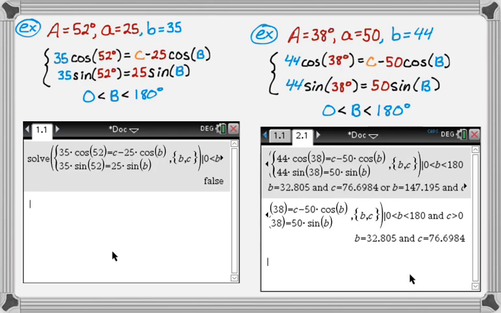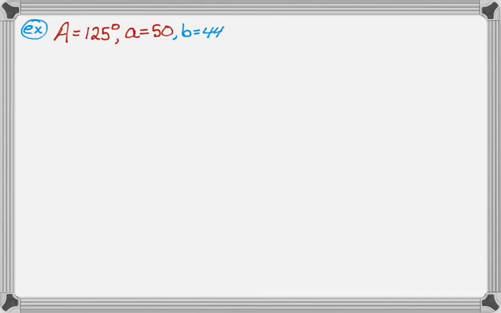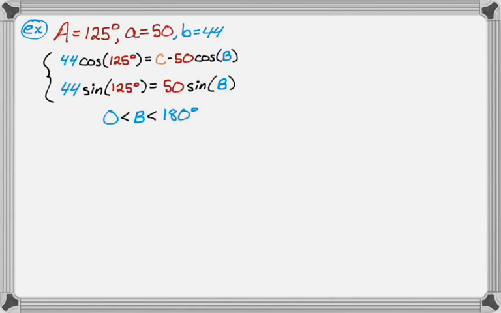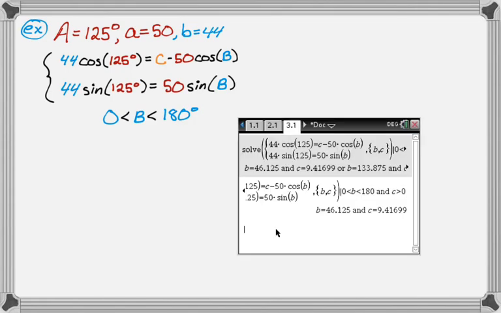And one more example, just to show you this actually will work on the obtuse case. So I did angle A is 125 degrees. Side a is 50, and b is 44. So if you think about it, that's obviously the one triangle case, because it's obtuse and the side opposite is greater than the other side. But I asked the calculator to solve it for me. So here's my system, rather. And then the calculator solved it.